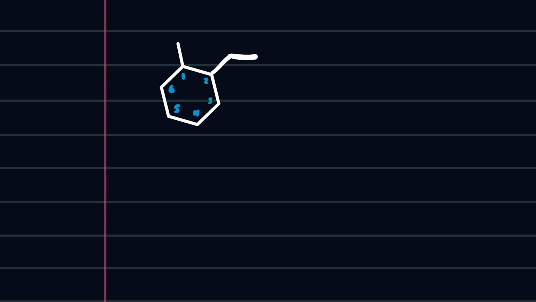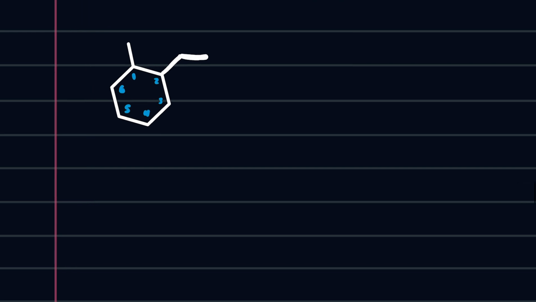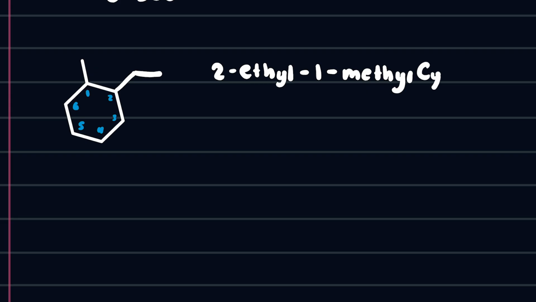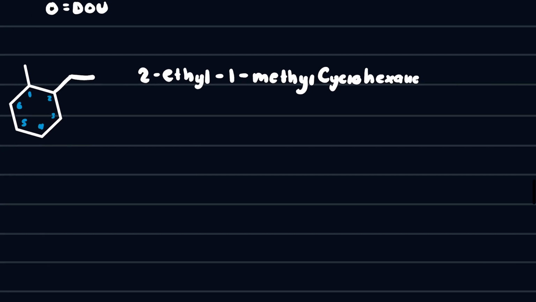So for methyl, we have it on the first carbon, and for our ethyl group, we have it on our second carbon. So this will be 2-ethyl. Remember, alphabetical order when you're placing your substituents, not numerical. Then 1-methyl, and it's just a cyclohexane. Ane because it's just single bonds. And that's all you have to know about cyclo.